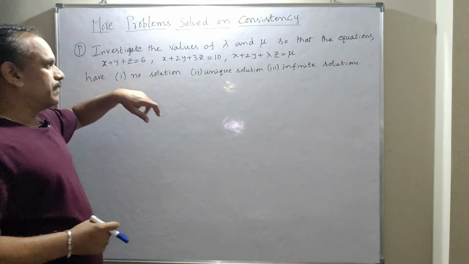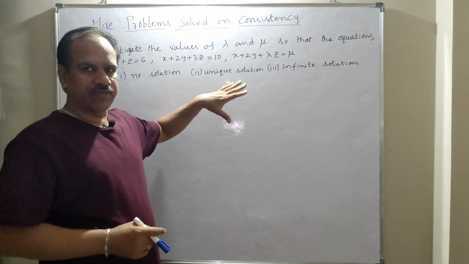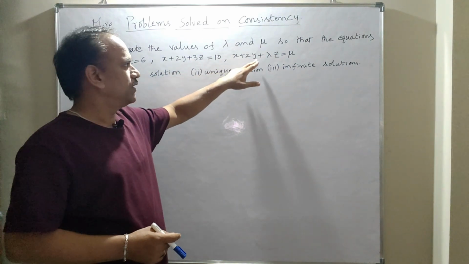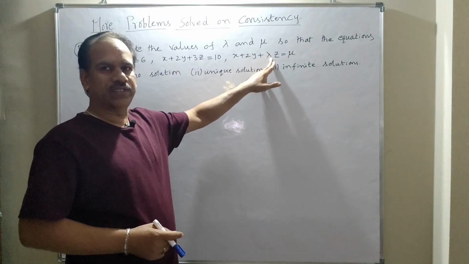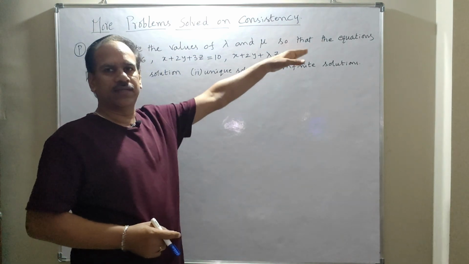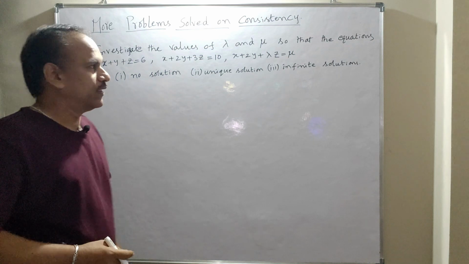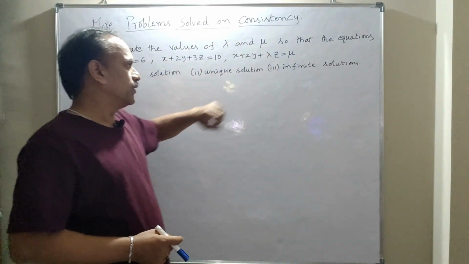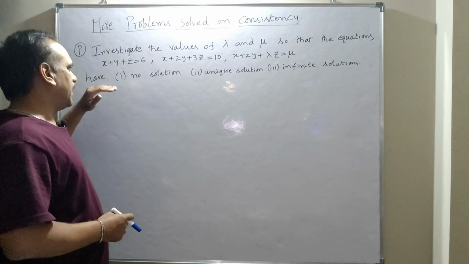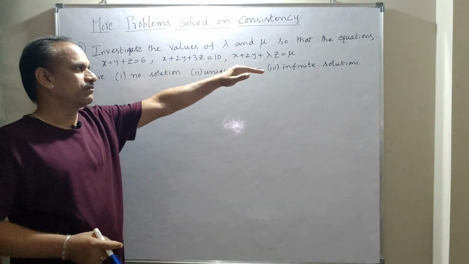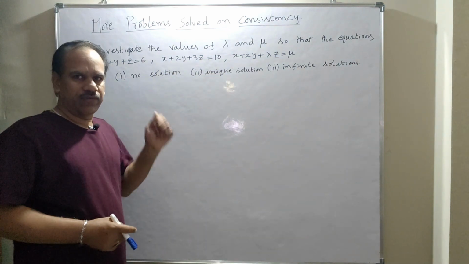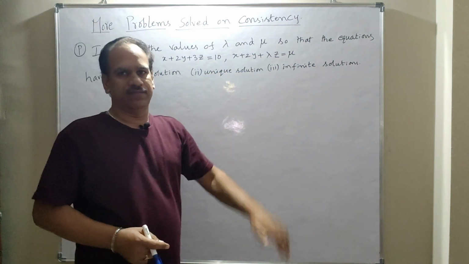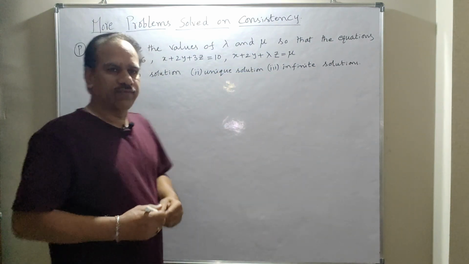So here these type of problems are somewhat different. Here you have a system of equations in which you are given lambda as a coefficient of z and mu as a constant on the right hand side in the third equation, right? So you are asked to investigate the values of lambda and mu so that these equations have no solution, unique solution and infinite solutions. For what values of lambda and mu these three cases will arise. So that is what we have to investigate.